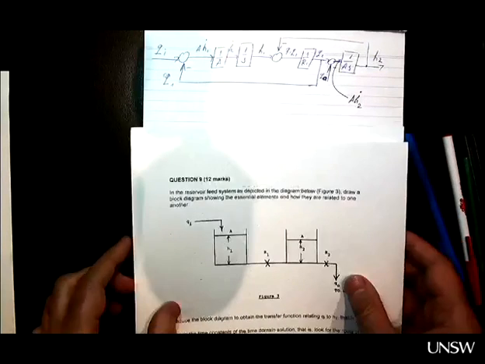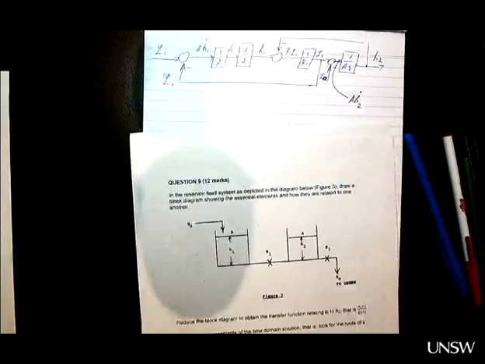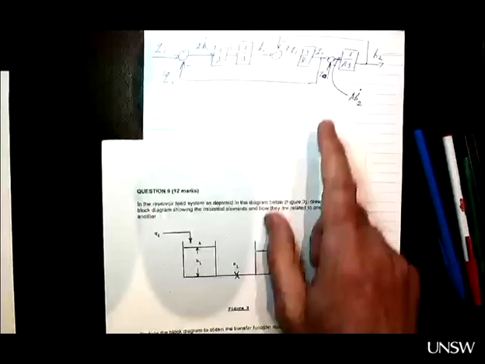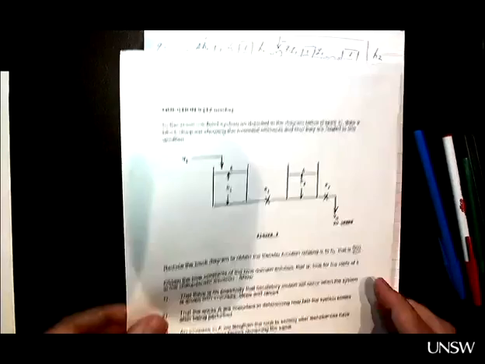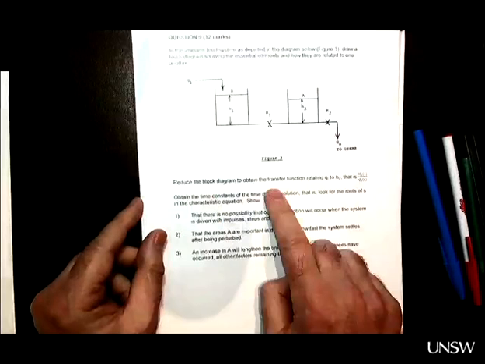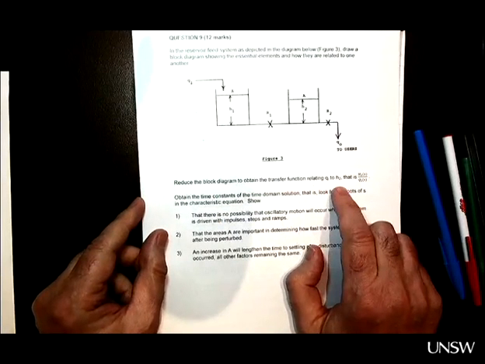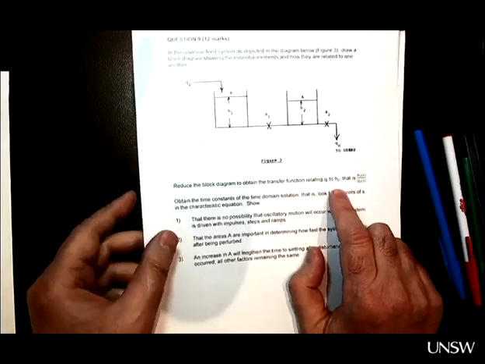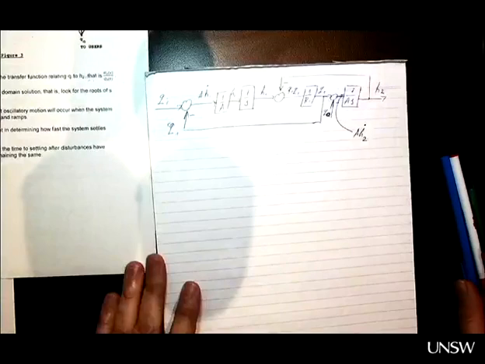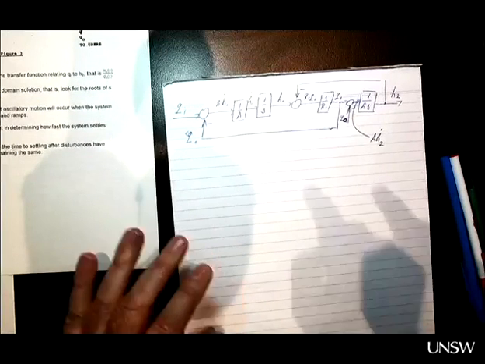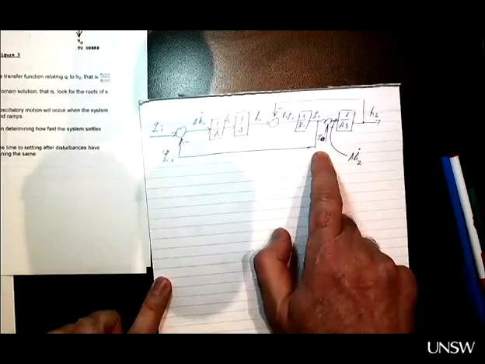We have the block diagram of our system. Now, the next thing is to reduce the block diagram to obtain the transfer function relating Qi to H2. So we are applying the rules for block diagram reduction. Oh, sorry, we haven't finished the block diagram. Beg your pardon, QO.